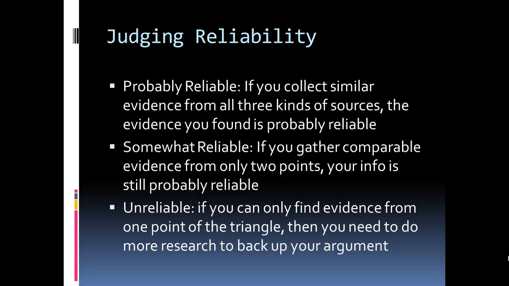Your source is probably reliable if you collect similar evidence from all three kinds of sources. The evidence you found, again, is probably reliable if it can be verified in more than one place. It's somewhat reliable if you gather comparable evidence from only 2 points on your triangle. It's probably unreliable if you can only find evidence from 1 point of the triangle. This might indicate that you need to go back and do more research to back up your argument.